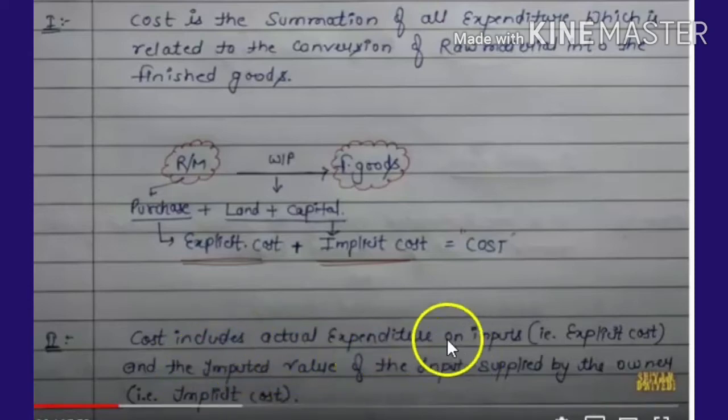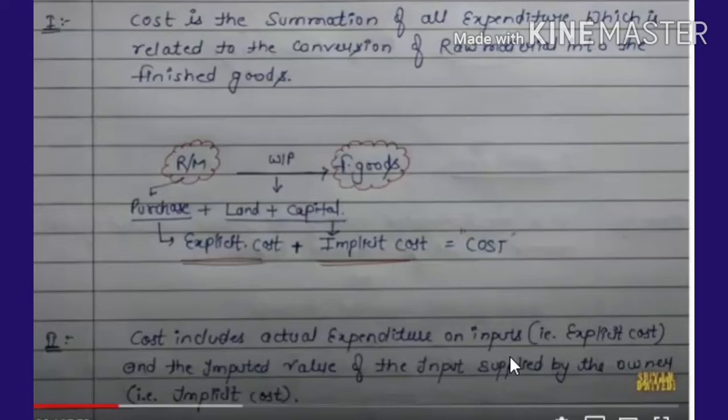The implicit cost is the imputed value of the input supplied by the owners. So whatever the owner has of his own, that is, if he has his land, he will be introducing that land for cultivation or for production, and so he may not have to pay rent for that land. So that is known as implicit cost. Whatever an owner has of his own, he does not have to pay any cost for that. So that is implicit cost, which is inside his own consideration.